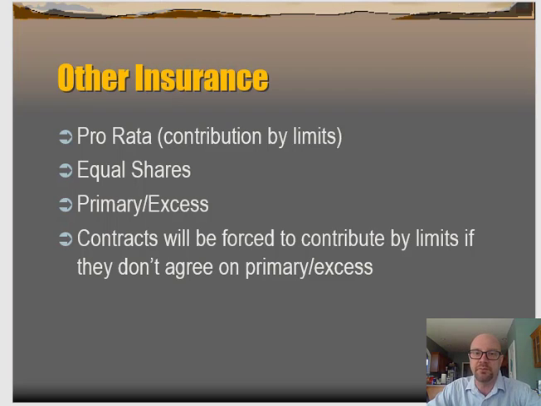The only wrinkle that can be thrown in there is if you have a loss that's above the limit. So let's say a $2 million loss. Well, company A provided $500,000 in insurance. They never have to pay more than their limit. And so that's how we handle that. We've got the same limitation with pro rata. No company ever pays more than their limit.